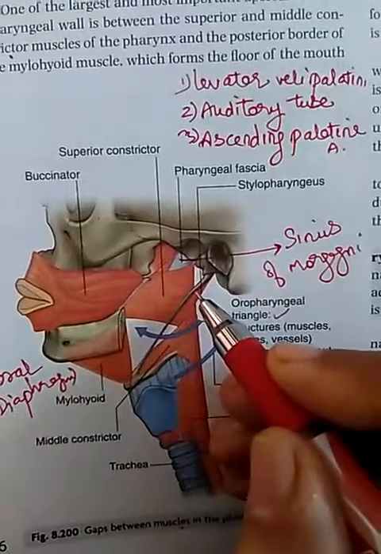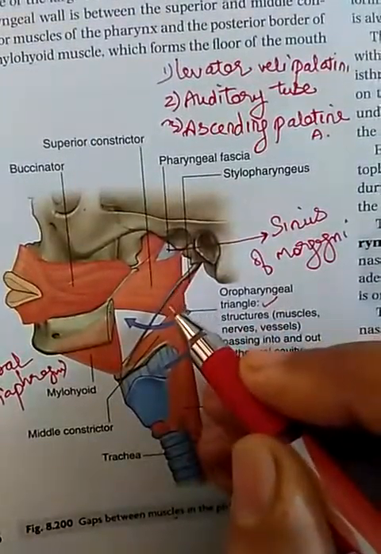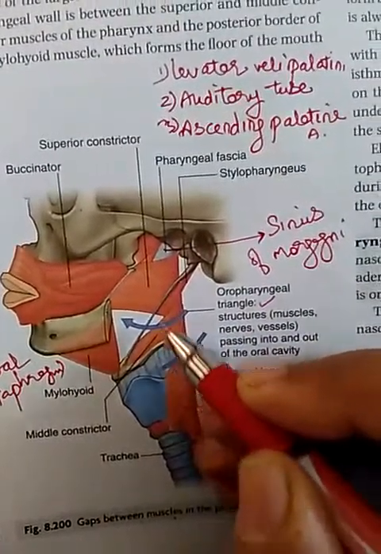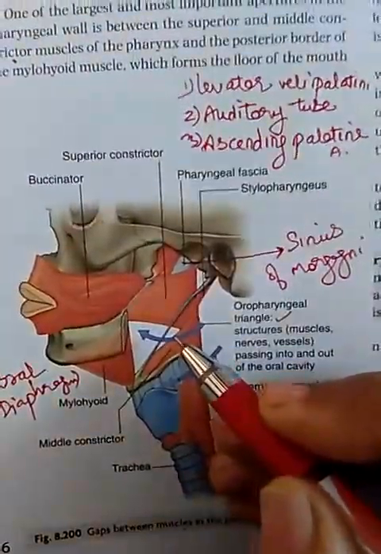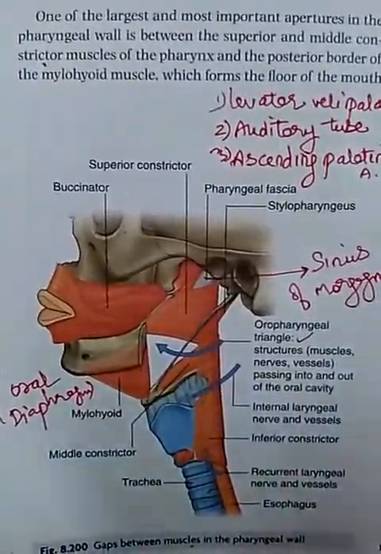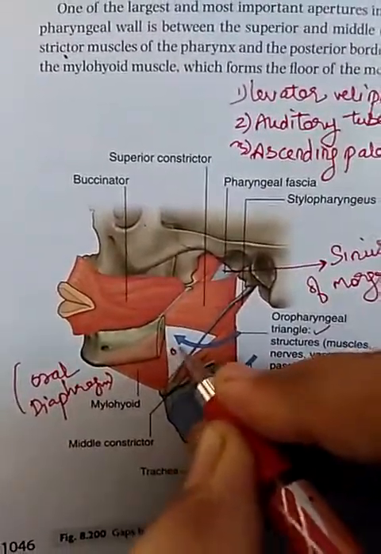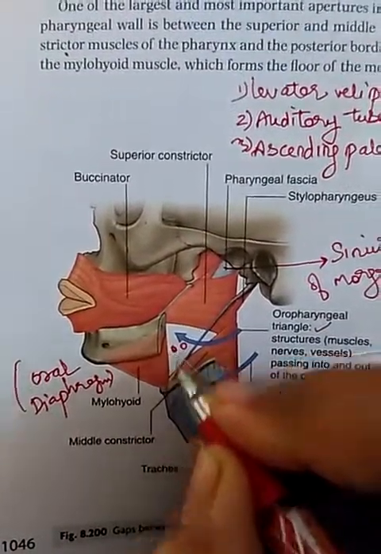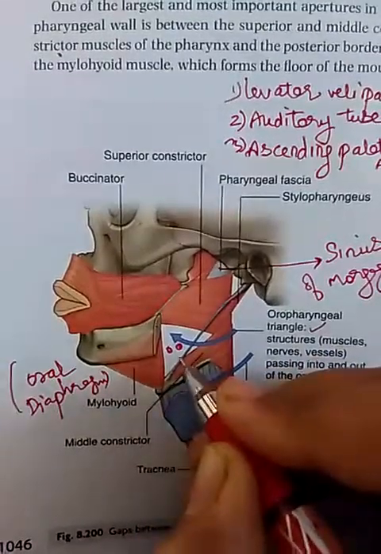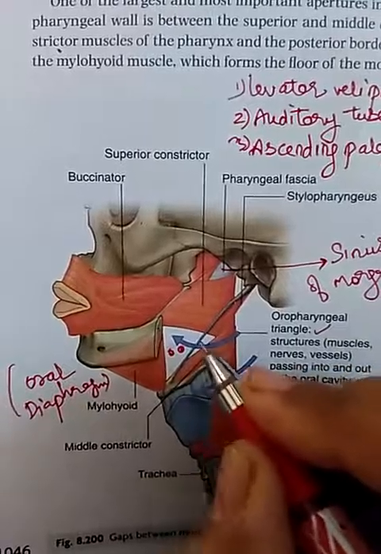We had read that from the styloid process a muscle goes here like this. So the stylopharyngeus muscle, along with that the nerve which supplies the stylopharyngeus, that is the glossopharyngeal nerve. So two structures will pass through here: one will be the stylopharyngeus and the other will be the glossopharyngeal nerve which supplies this stylopharyngeus muscle.